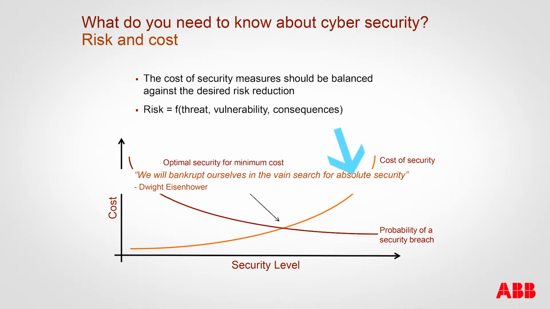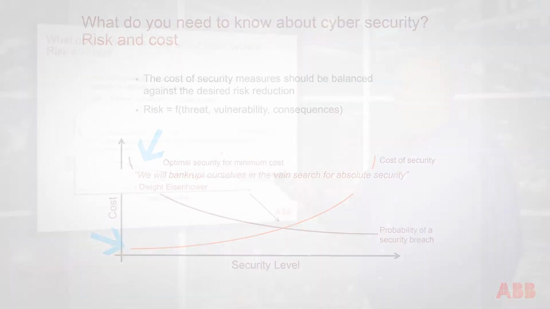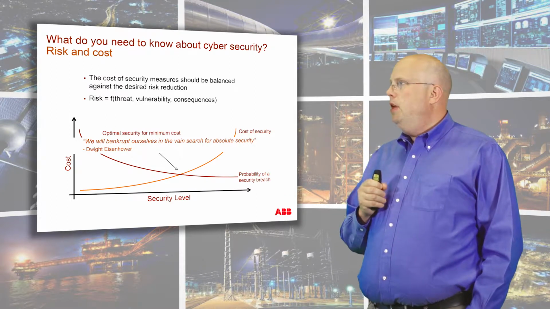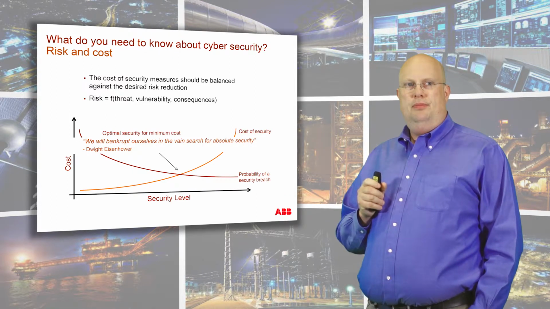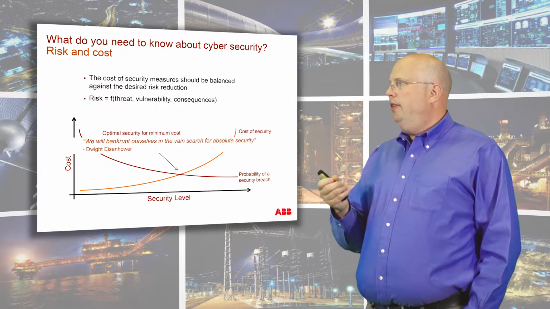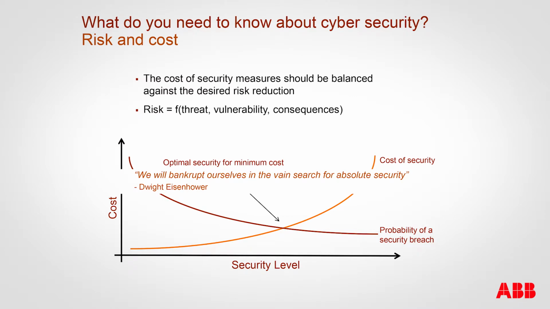What you can also see from this is you can drop your risk tremendously here in the beginning by spending a very small amount of money. So somewhere in this graph, you have where you want to be based on the risk. What risk are you willing to take? What is the consequence, and how much will you spend for it? So by spending a reasonable amount of money, you can lower the risk tremendously.